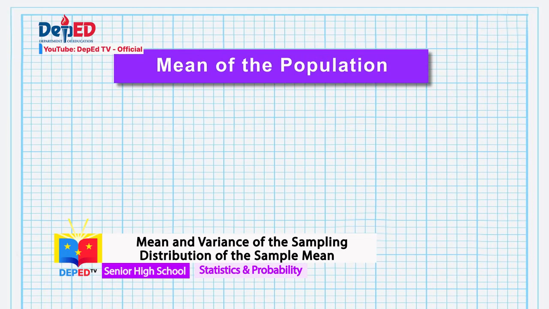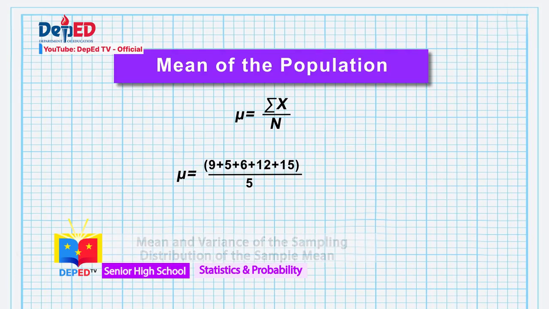First, solve for the mean of the population using the formula. Since the values of x are 9, 5, 6, 12, and 15, let's add all the values and divide by 5. Applying the formula, we have a mean of 9.4.